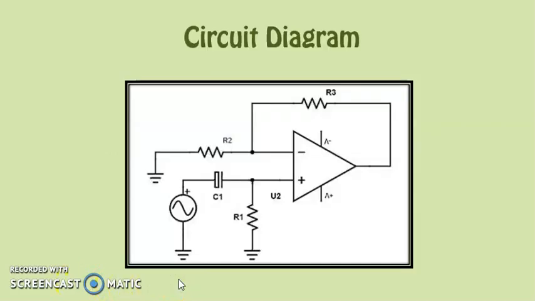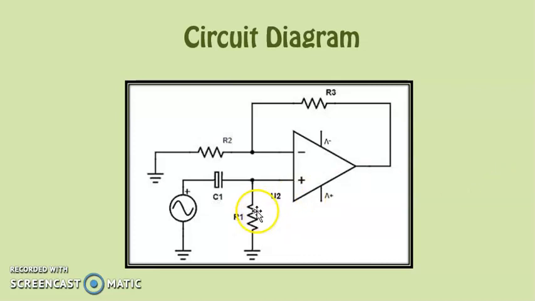So this is a circuit diagram that is supposed to be implemented for the verification of the active high pass filter. In the case of the active low pass filter, we had a similar circuit. The difference between the circuits of the active high pass filter and the active low pass filter is the change in the position of R1 and C1. In the active low pass filter, C1 was at the place of R1 and R1 was at the place of C1. The rest of this circuit is the same as the active low pass filter.